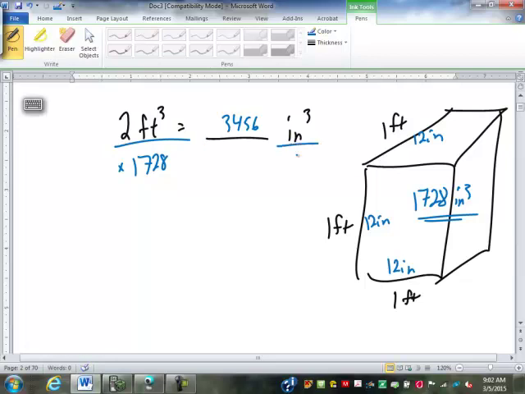I'll give you a quiz where there's feet to inches, square feet to square inches, and cubic feet to cubic inches. And a lot of people mess it up. They just use the 12 no matter what. You've got to remember to adjust it, whether it's squared or cubed.